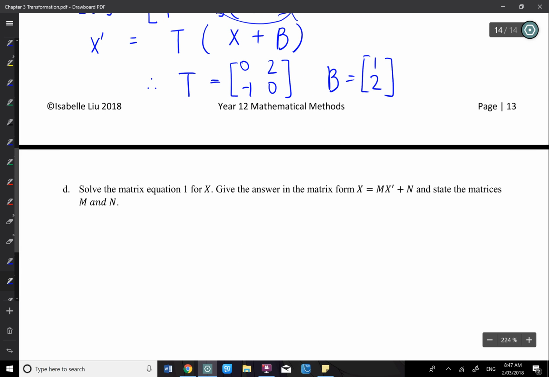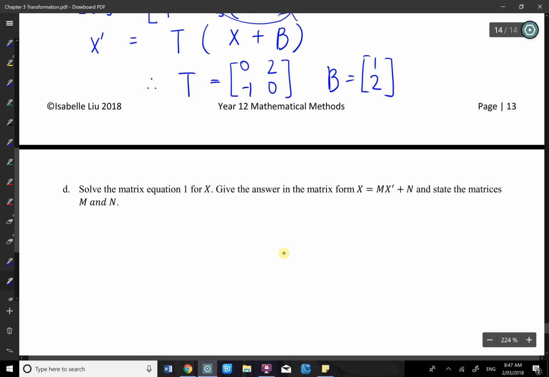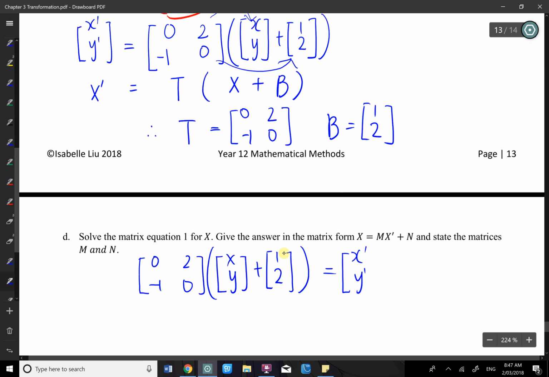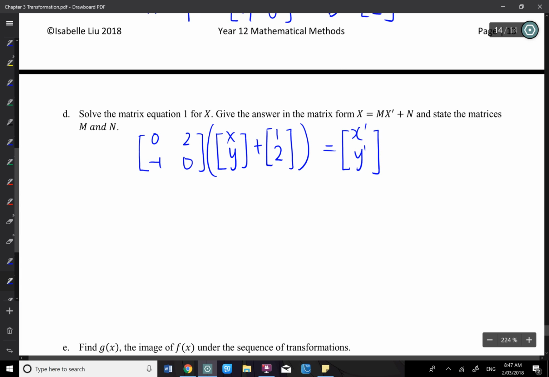Solve the matrix equation. Okay, let's write it. 0, 2, -1, 0, that's the equation, bracket xy plus 1, 2 equals x dash y dash. Give the answer in the matrix form: x equals Mx dash plus N. Okay, this is x. This is x dash.